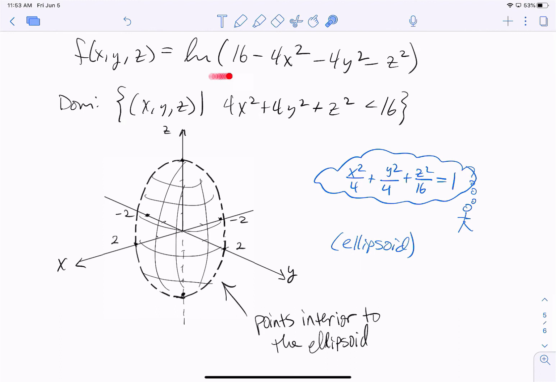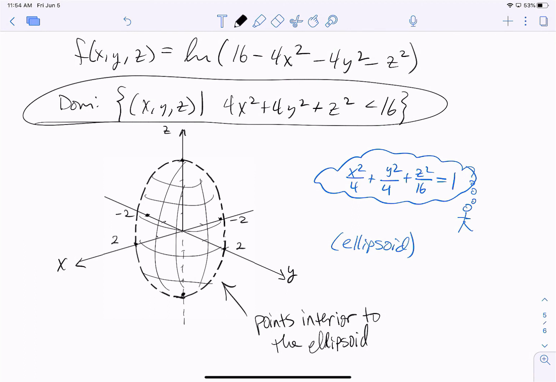So what does the function mean? I don't know. It depends on the context. It could be that the output is temperature for the points in the ellipsoid. I really don't know. It would totally depend on context. But this is the visual representation of the domain that we gave also using set notation.